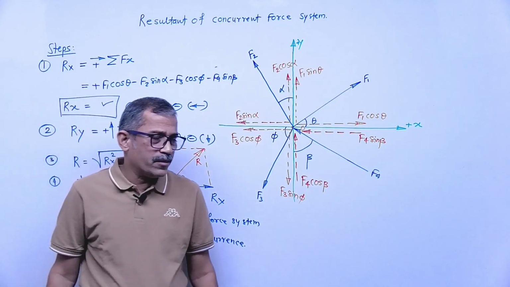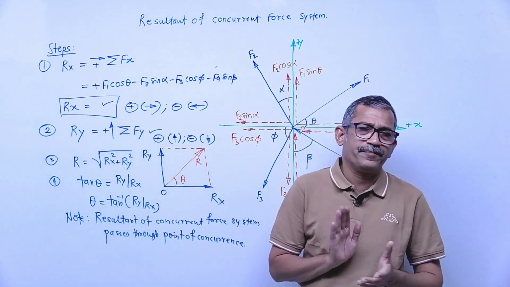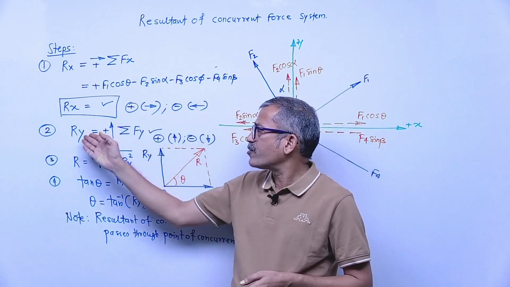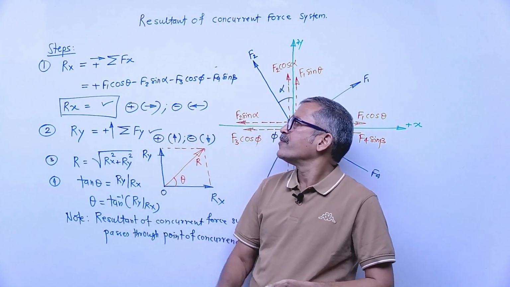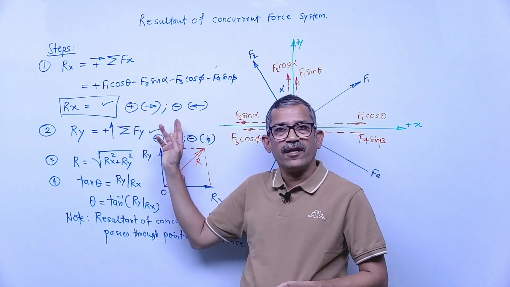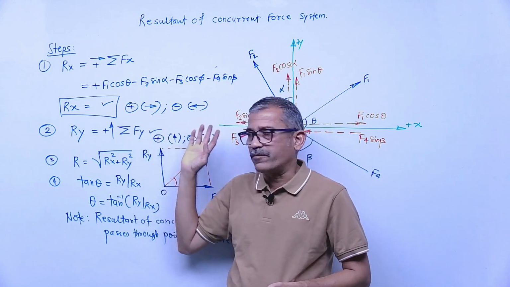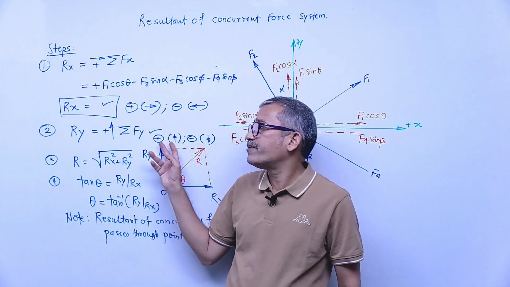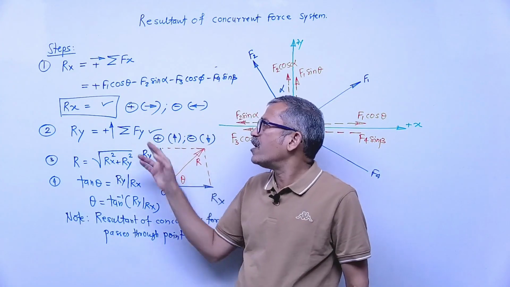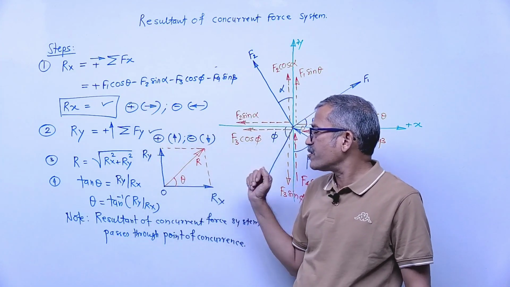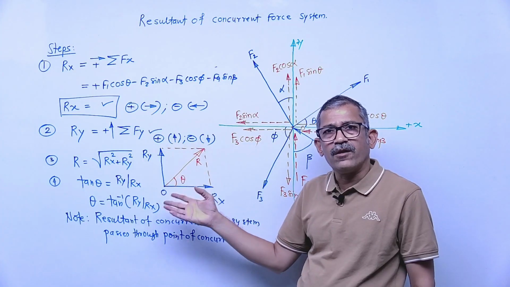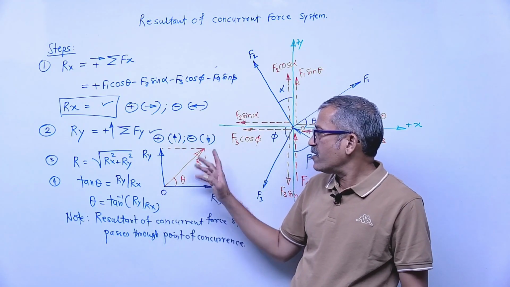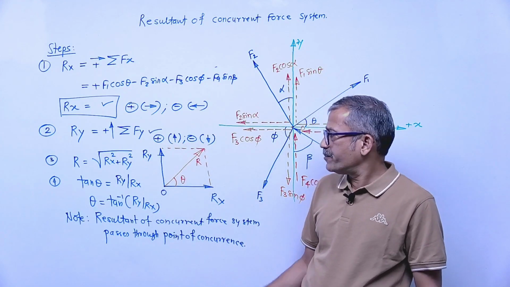Clear? So these are the steps. We resolve all forces, then add all forces along the x-axis and get Rx. Add all forces along the y-axis and get Ry. If the answer of Rx is positive, then Rx is rightward; if negative, then leftward. If the Ry answer is positive, Ry is vertically upward; if negative, it is downward. Assuming both are positive, I represented the first quadrant. This may be the second, third or fourth quadrant. Assuming both are in the first quadrant, R is represented by the diagonal of the rectangle.